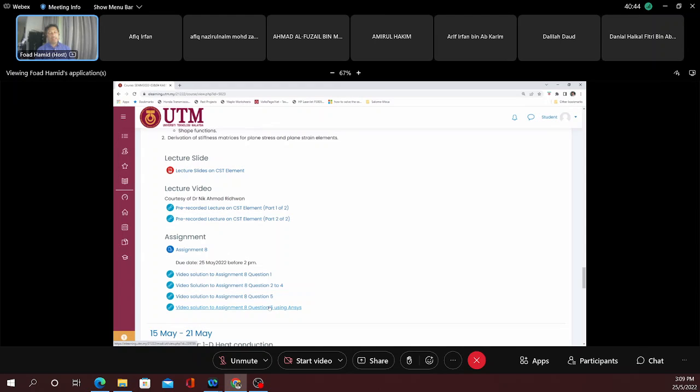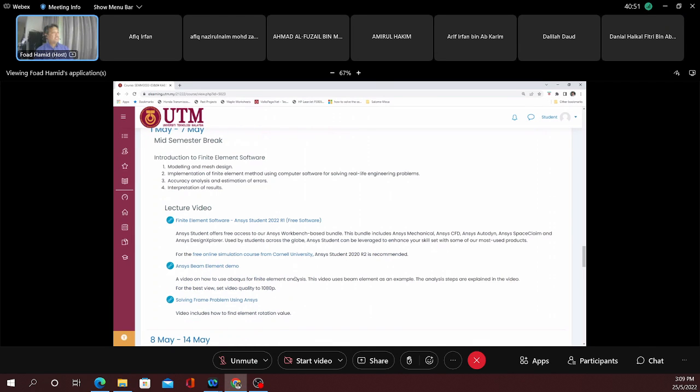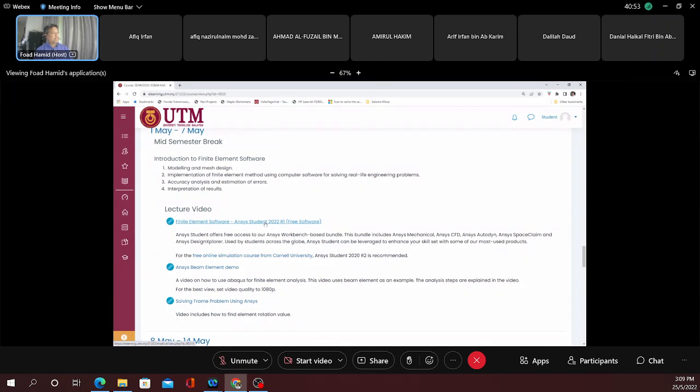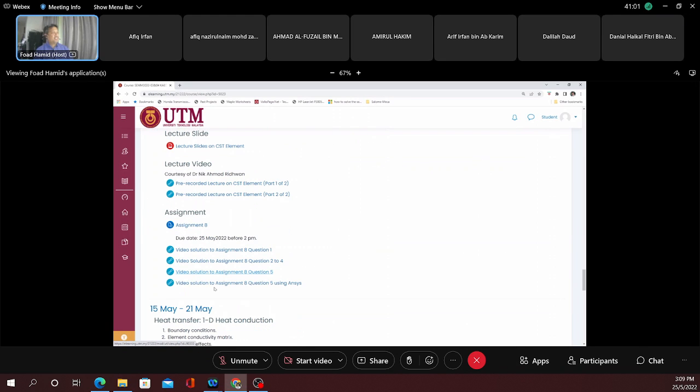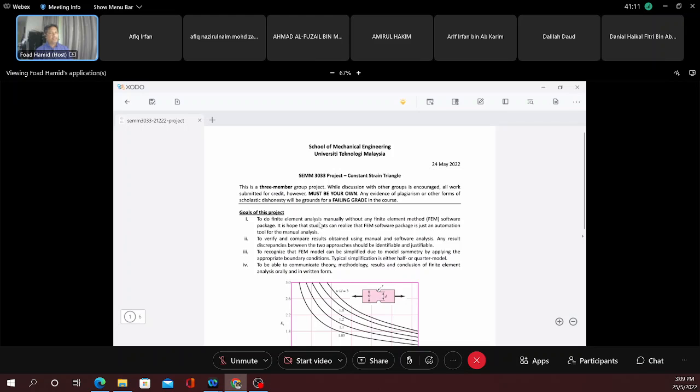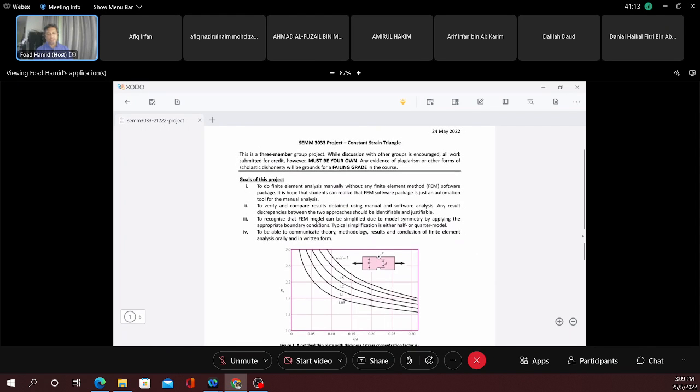Again, I think I mentioned to you that you need to download ANSYS, and I've given some examples here. This is where you download the ANSYS software. This is how you do beam element with ANSYS, and this is how you use frame element for ANSYS. And now this is how you use CST elements for ANSYS. That will be helpful for your project, which is this one.